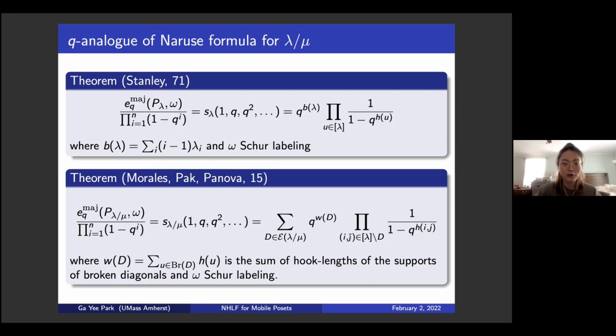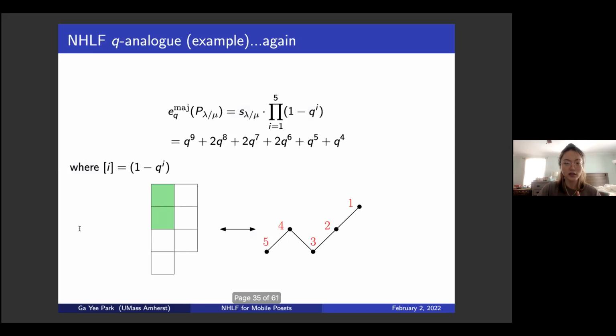And then, all of these Schur polynomials that I've shown you before can actually be related to, you can write it again like EQ of the major index of the posets divided off by certain things. Keep in mind that this was an infinite series while this was finite, so we just have to divide it off to make sure that they are equivalent to each other. I think that's it for this slide.